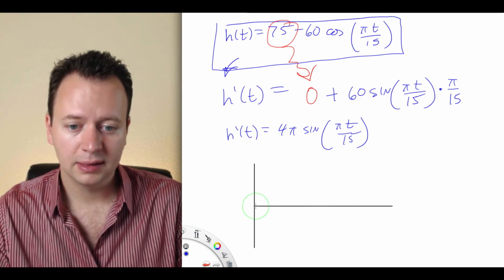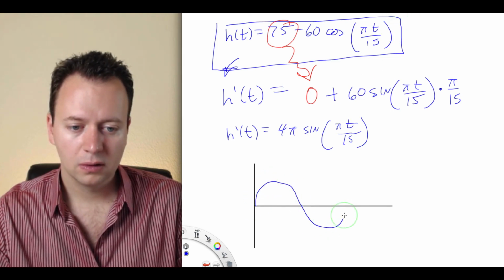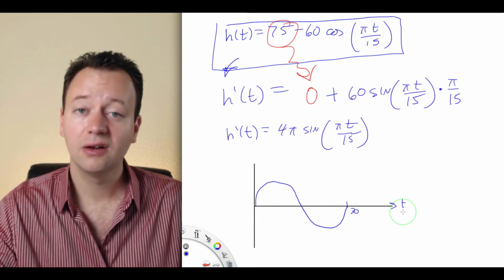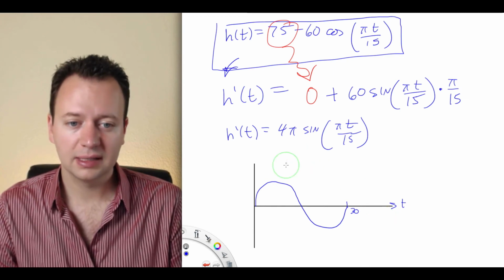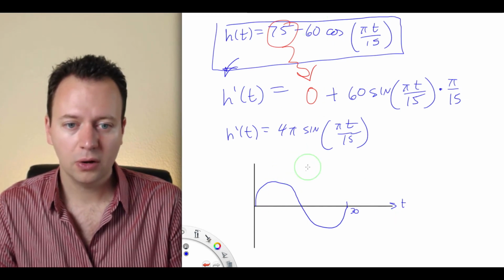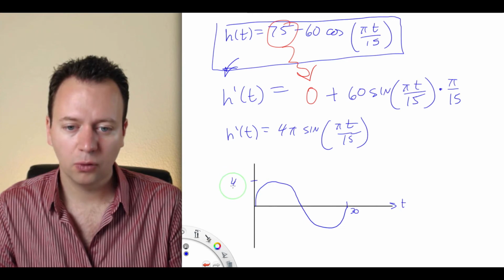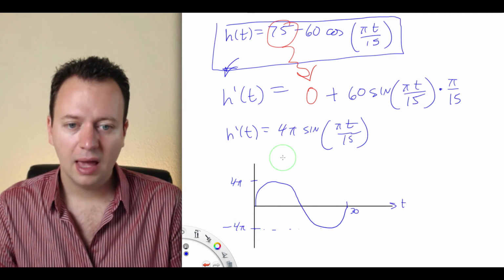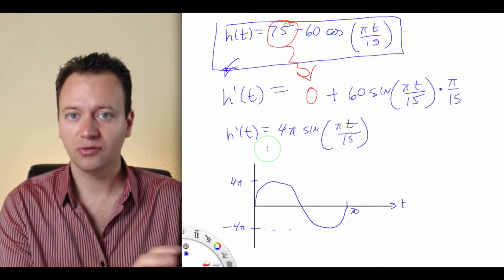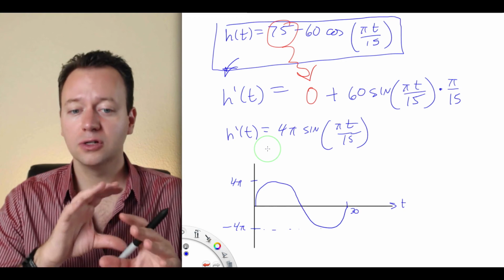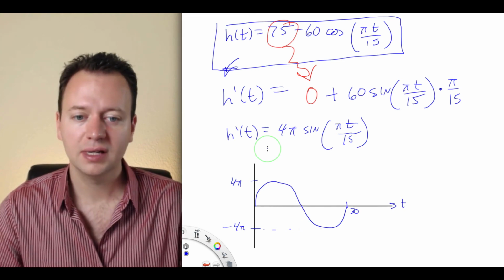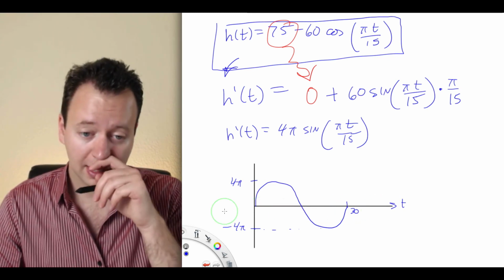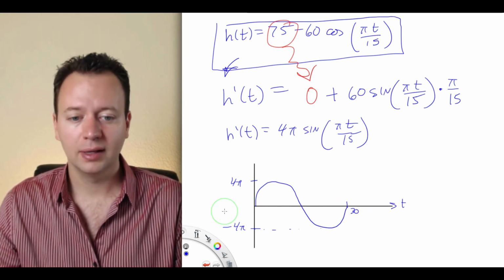So this is a sine function. It's going to satisfy the general shape of a sine function. The period is 30 minutes, the same as it was with the period up here. And then the amplitude is 4 pi. So it goes from 4 pi to minus 4 pi. And the midline is 0, because it's not 5 plus 4 pi sine of pi t over 15, it's just 4 pi sine of pi t over 15. So the midline is 0, which makes sense because half the time you're going up, the other half of the time you're going down.